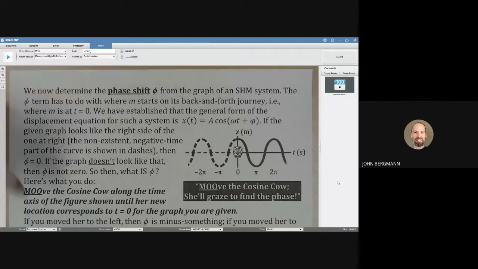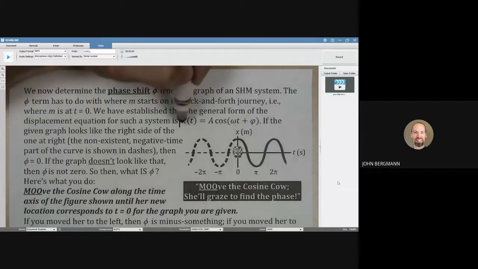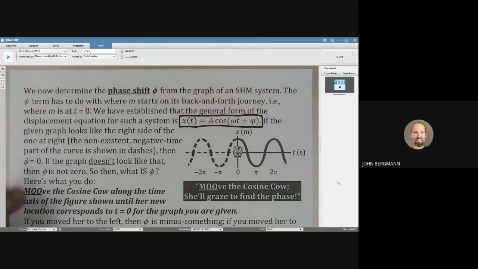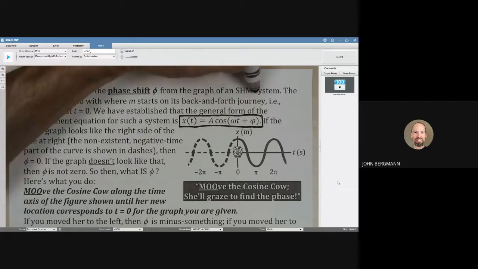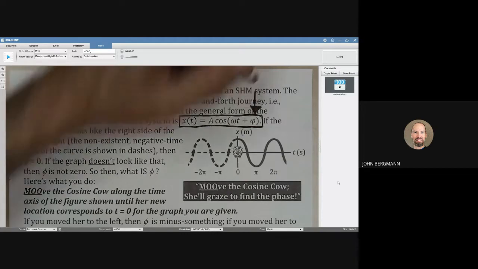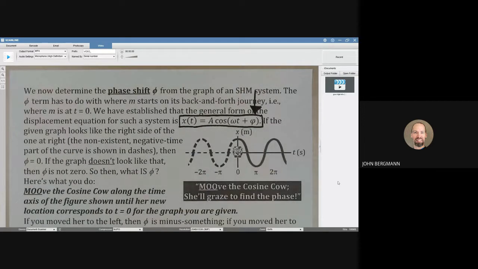And I'm not going to read all of this to you, but we went through in previous videos that the displacement time function for a mass on a spring oscillating back and forth in simple harmonic motion is given by this equation right here. And what we're looking at in this video and the next one is this phi term right there at the end.